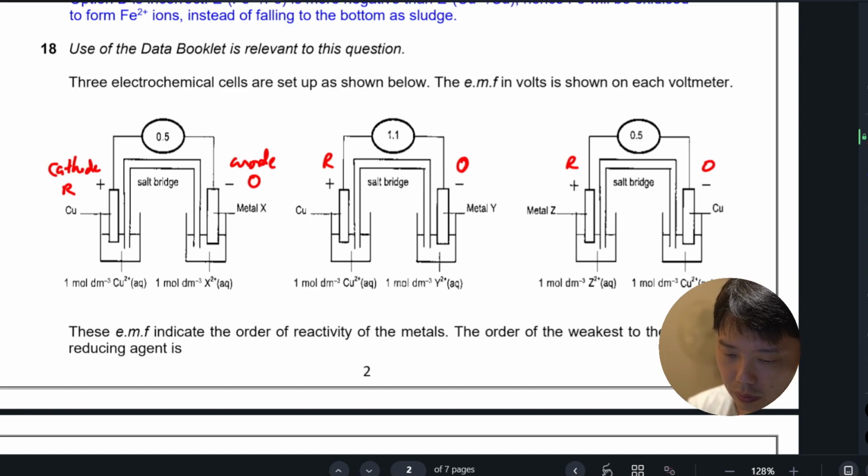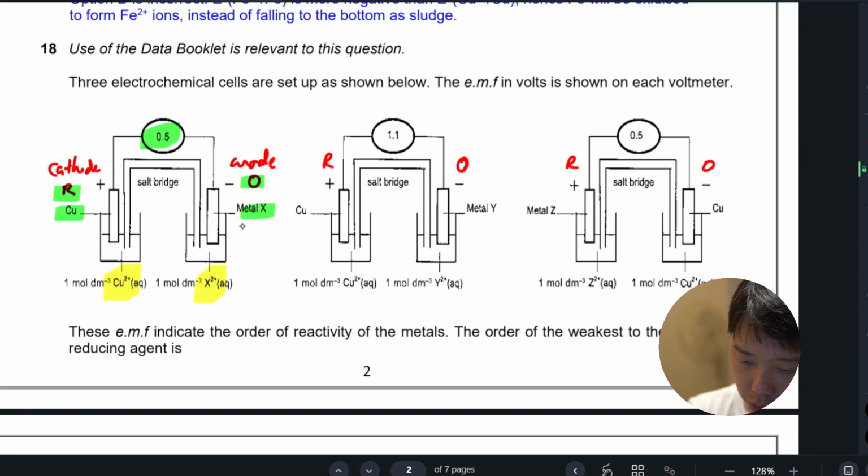If you look at one cell by itself, let's look at the first one on the left. So you have your copper 2+ and your X2+. We're comparing the reactivity of these two metals. Obviously, there's a potential difference because it shows up here, 0.5. What this means is that at the anode, where you have oxidation of this metal X and reduction of copper, copper is the less reactive one.